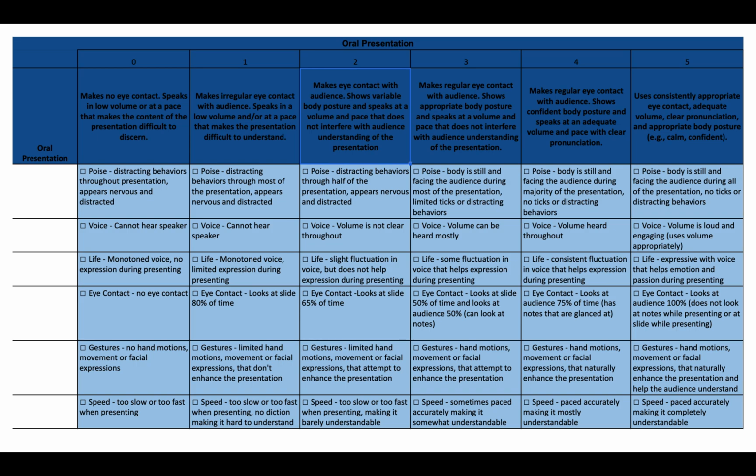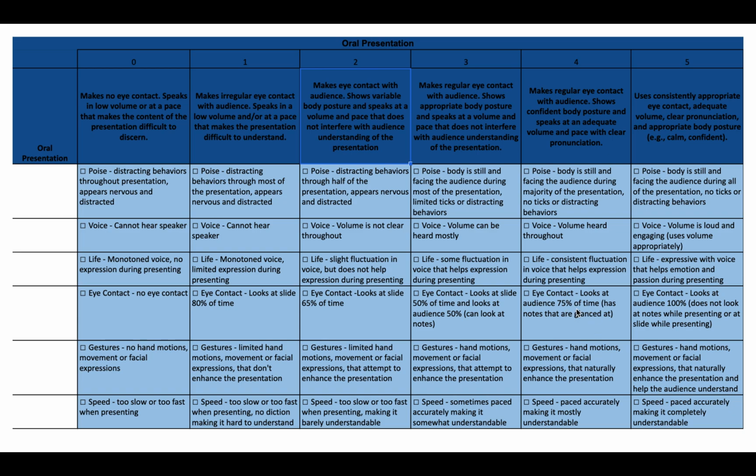These are all the same things. I would be teaching those same lessons, but since you were already doing them in English class, it made sense that I can review them with you quickly since you already did most of those lessons with Mr. Holscher. So poise, make sure your body is still, you're facing the audience, right? You don't have any tics or distracting behaviors. Voice means your volume is heard throughout. Life, you have fluctuation in your voice, which helps with expression during your presentation.